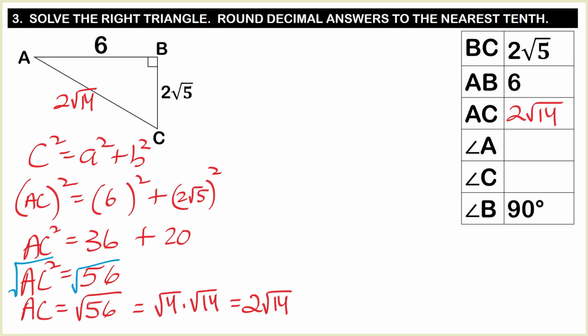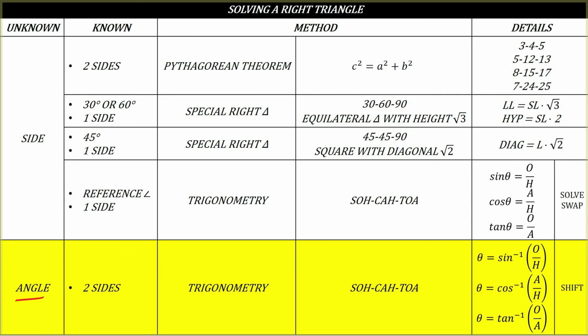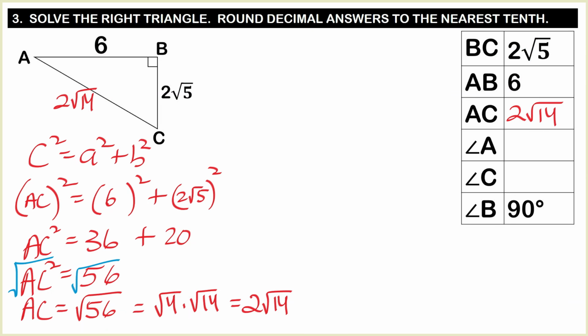Now I'm going to find the measure of angle A. To find angle A, when I know the sides, I'm going to use trigonometry, SOHCAHTOA, and on this problem, I'm going to use tangent because I know the opposite and adjacent. So the tangent of A equals the opposite over the adjacent. So we have A is our reference angle, this is our hypotenuse, this is our adjacent, and this is our opposite. So opposite over adjacent is 2 root 5 over 6.